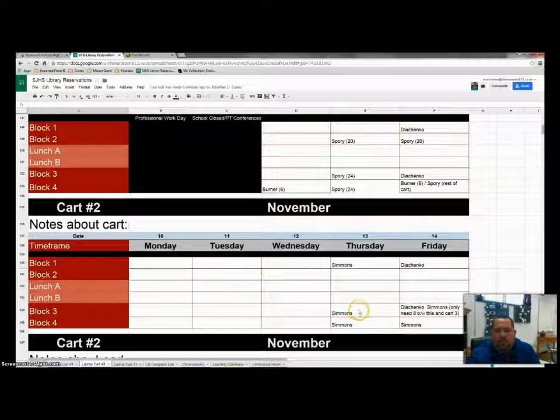On Thursday and Friday, I have Cart 2. So if I have 2 people go get those carts for me, and have 2 people take the carts back at the end of the day, I really appreciate that, both Thursday and Friday.